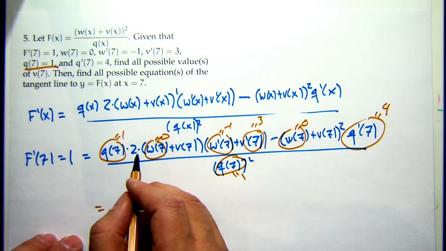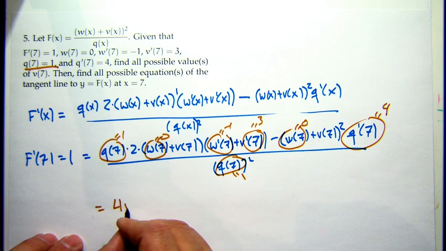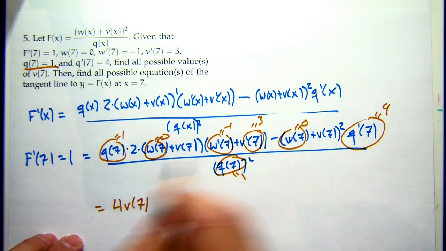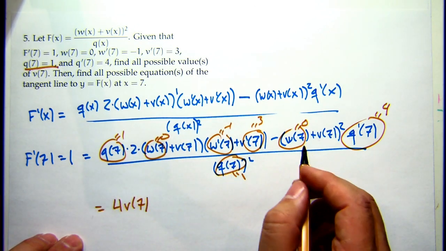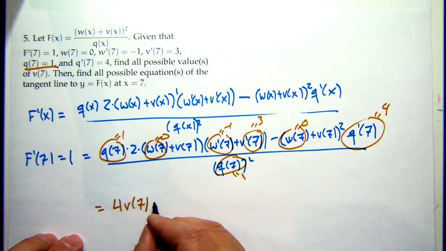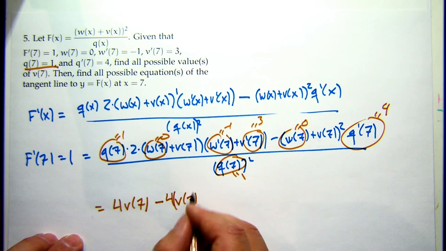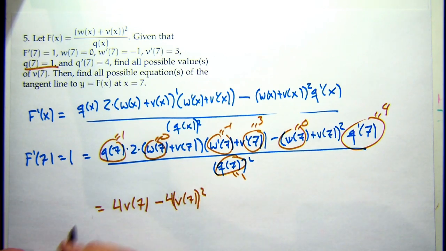We have 1 times 2 times V of 7 times 2, 4V of 7. So that's the first part. Remember, it's all over 1. Then I have 4V of 7 squared, so minus 4V of 7 squared. And that's equal to 1.